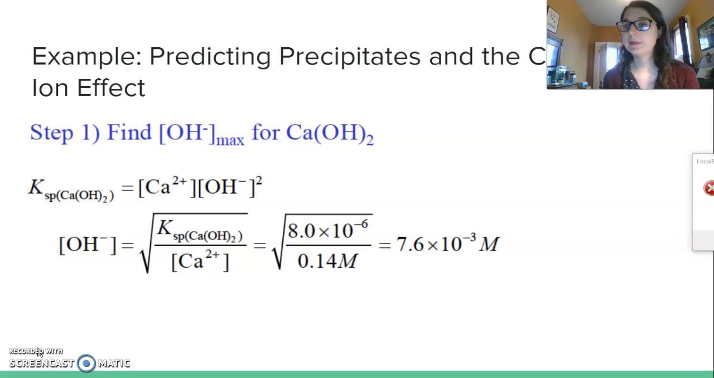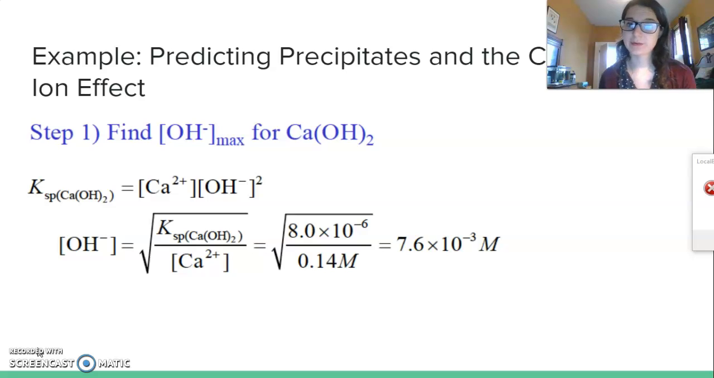So we find that the maximum concentration of OH ions that can be in the solution before it's saturated and precipitation starts to happen is 7.6 times 10 to the negative 3 molar.